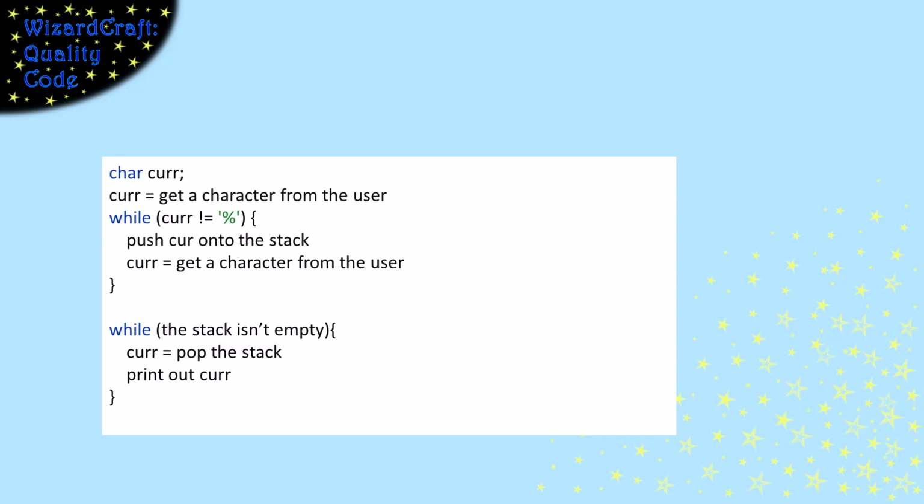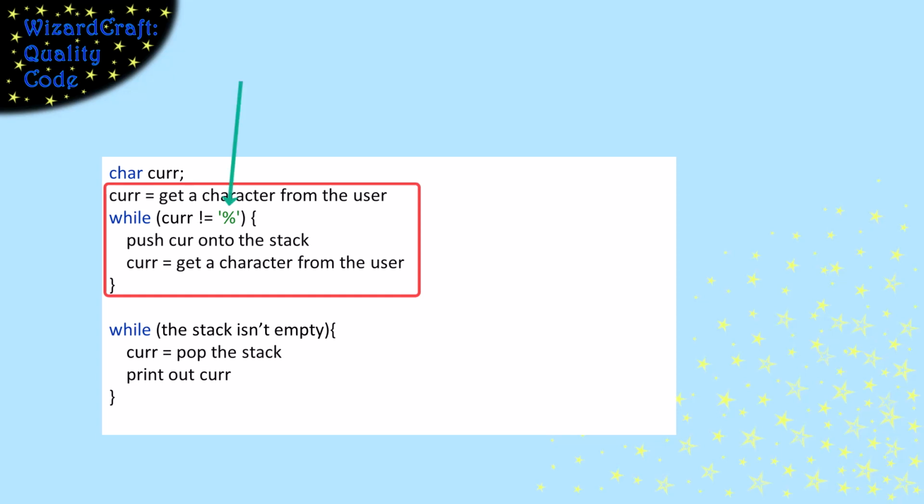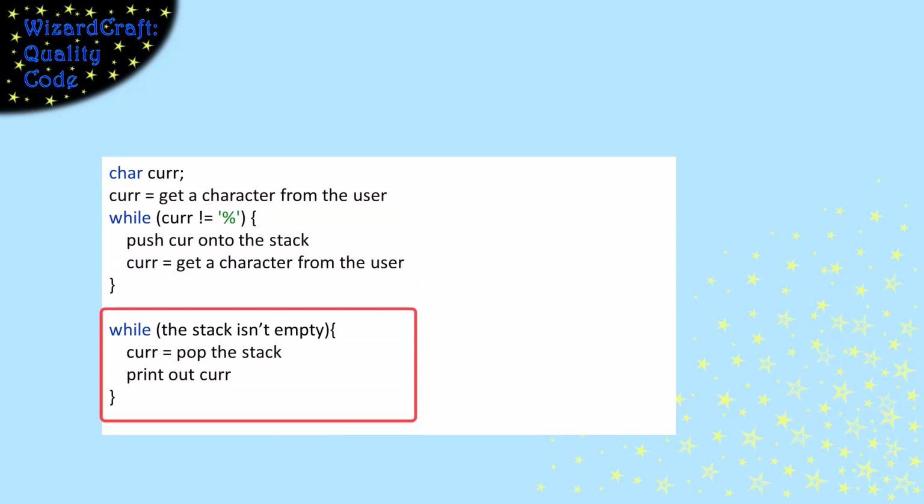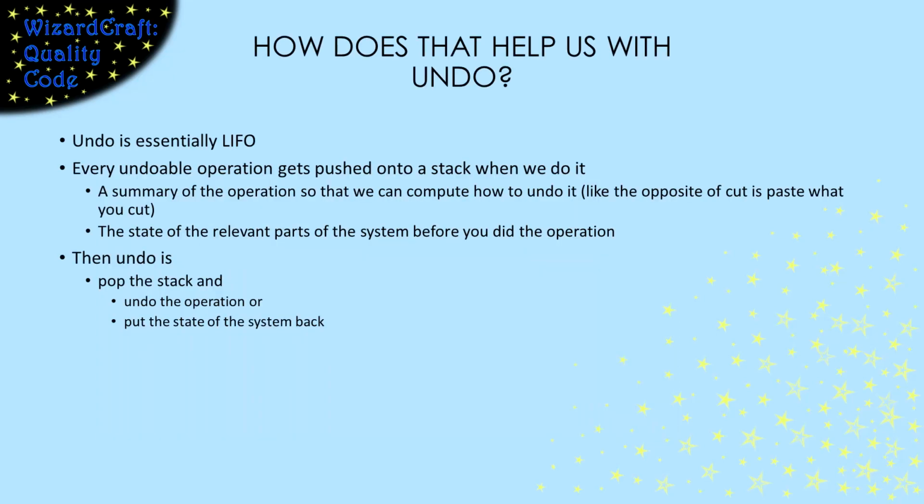Here's my pseudocode. 1 loop getting input and pushing it onto the stack. And that loop keeps going until it sees a percent sign. Notice that the percent sign will not get pushed onto the stack. The second loop runs while there's something on the stack, and it just pops the top off and prints it. If you are unsure why that solves the problem, be the machine. Run it yourself with some sample input and see what it does.